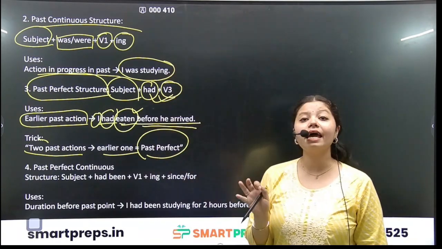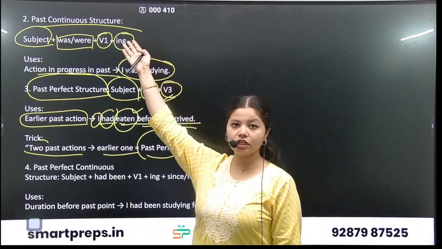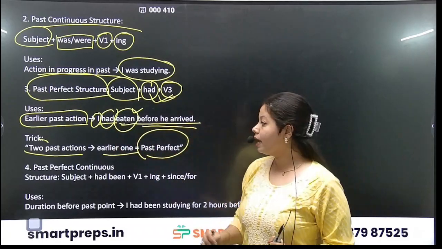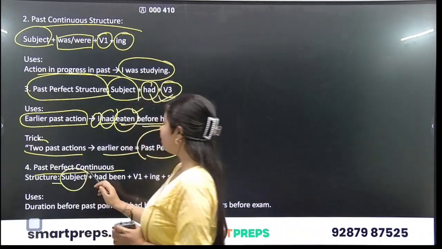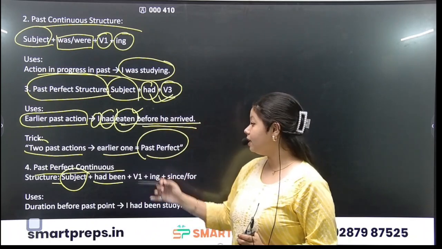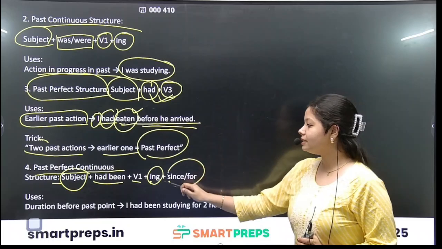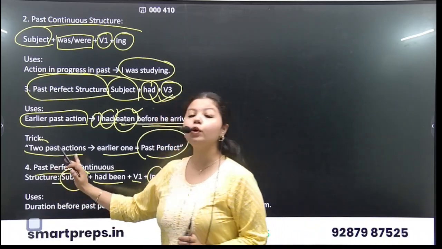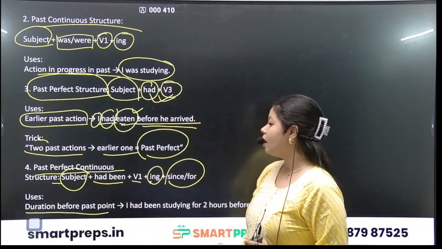Now let's understand past perfect continuous. We understood past continuous. We understood past perfect. Now let's mix it up. Okay. Past perfect continuous structure is what? The subject will be there in the beginning in the sentence. Had been will be there. Had been plus verb 1. Then the ing will be there plus since or for. Yes. So duration. When will we use past perfect continuous? Duration before the past point.